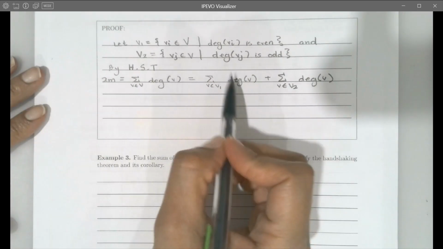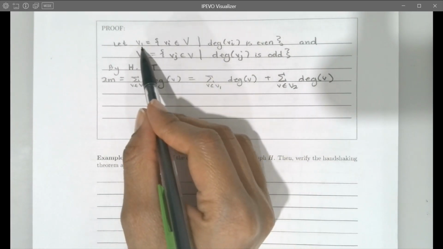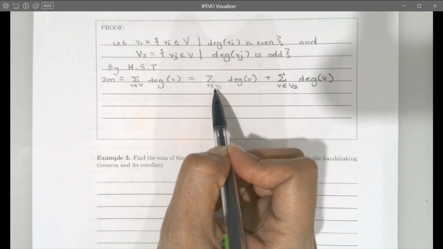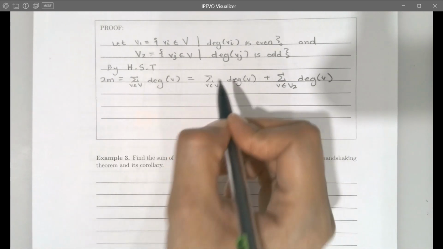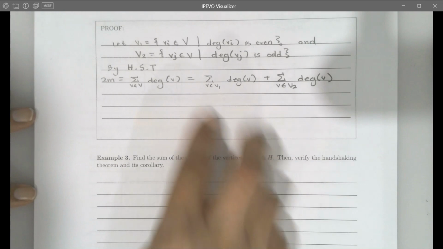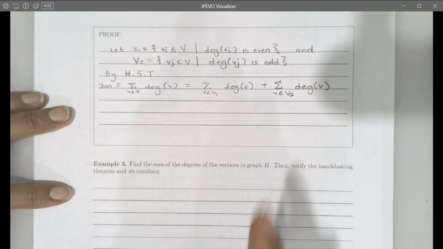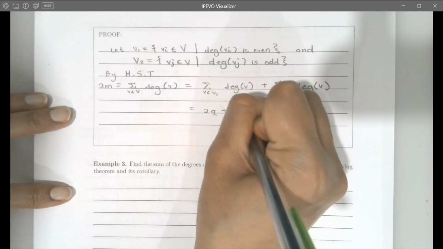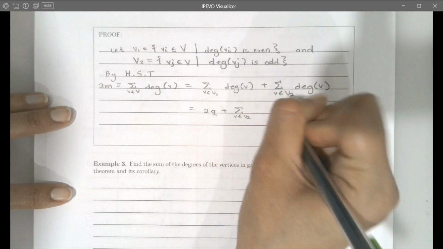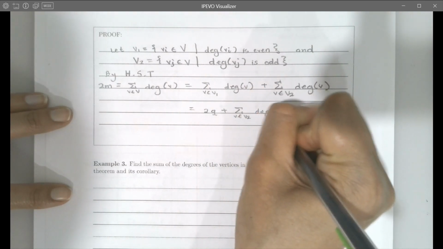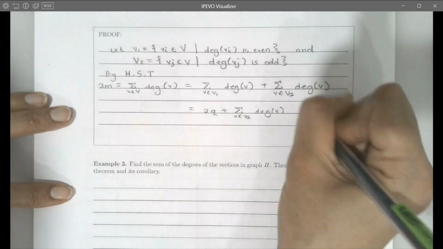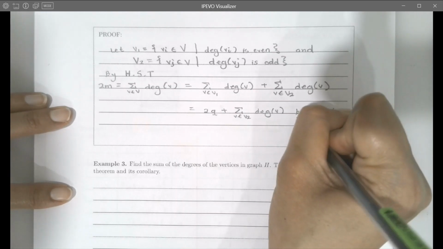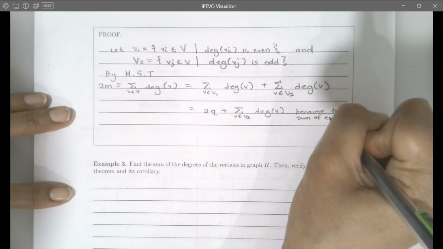Now, since the degree of all of the vertices in V1 are going to be even, when we take the sum of all even numbers, we're going to end up with an even result. So that means that this first sum is going to be 2 times some integer. Let's just call it q, plus the sum over v in V2 of degree of v. And I'll write the justification here on the side: because the sum of even integers must be even.